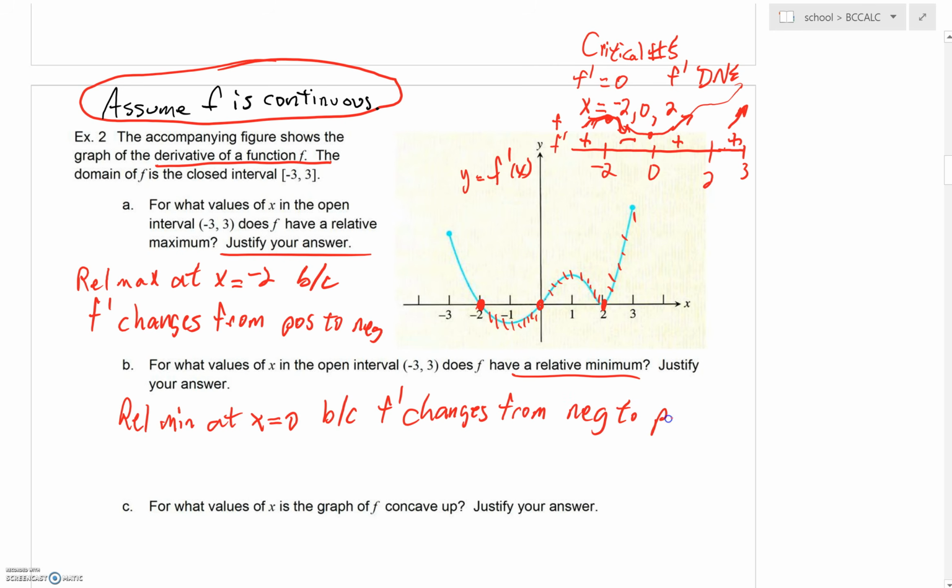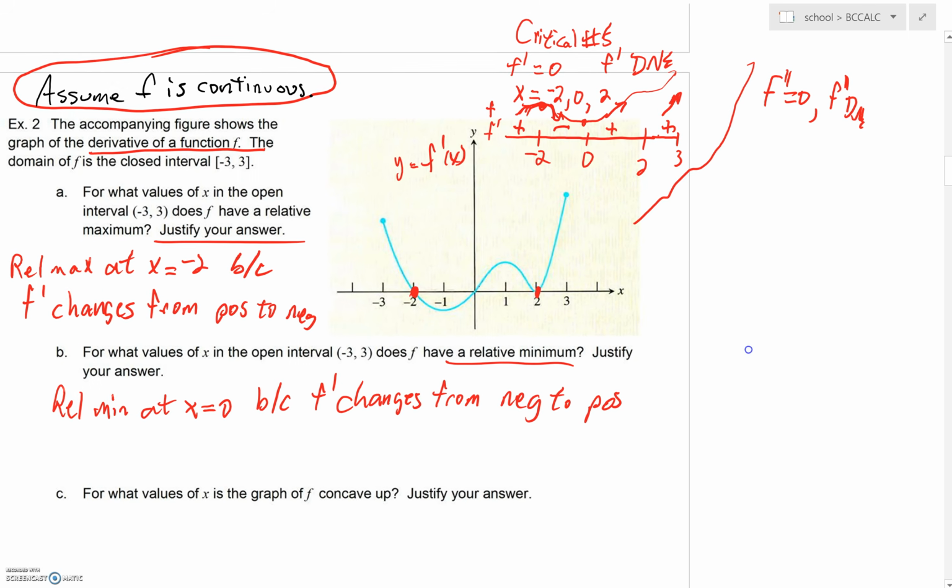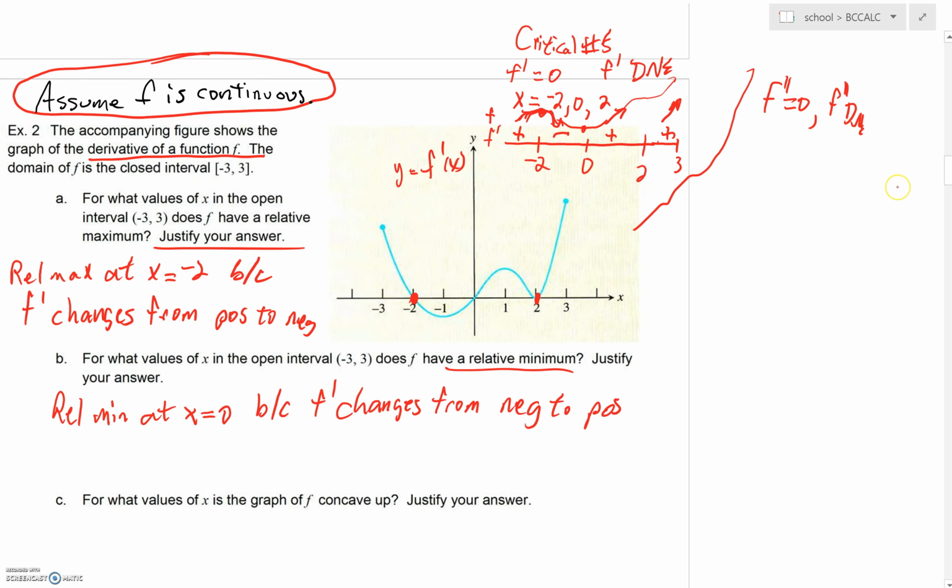Now, as we look a little further for part C, they just want us to investigate where our graph is concave up. In all truth, though, I think it's way more helpful to investigate the second derivative in general, seeing where your second derivative is going to be 0 or undefined. So let's find where the second derivative equals 0, where the second derivative doesn't exist. And guys, the second derivative is going to be related to tangent line slopes, of course.